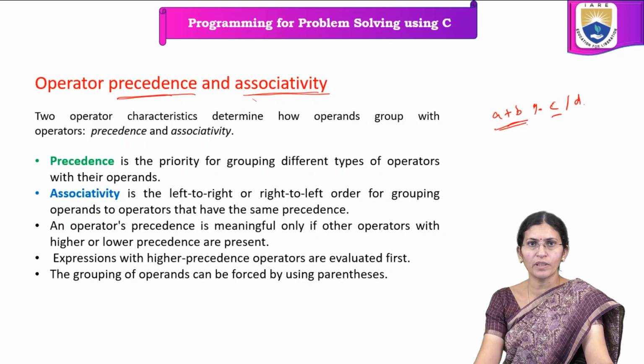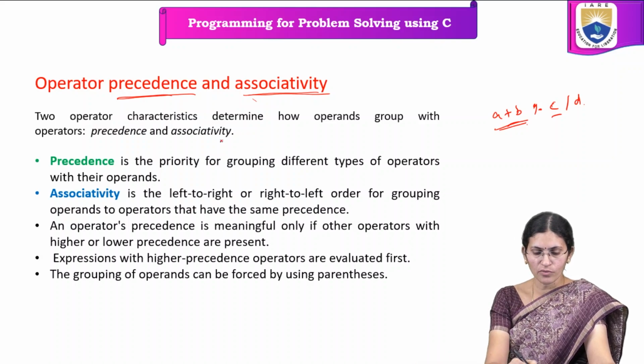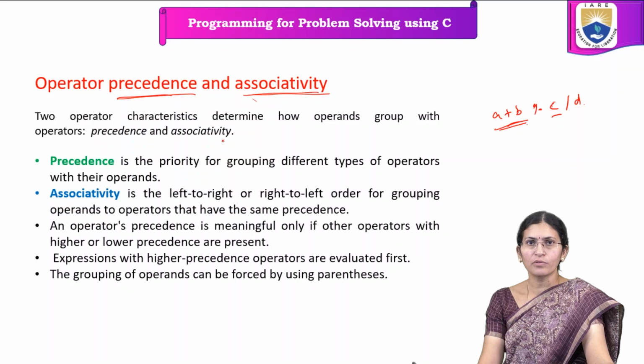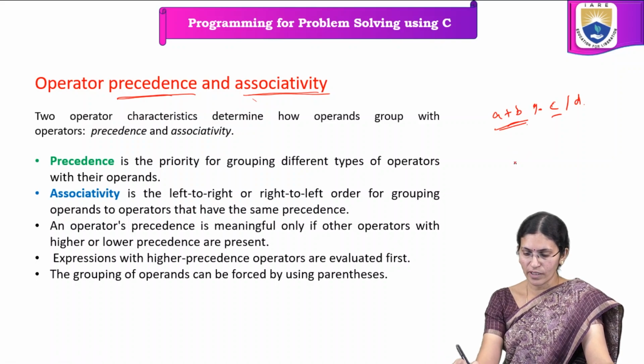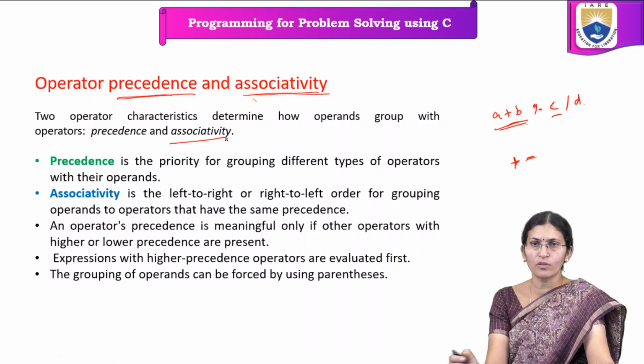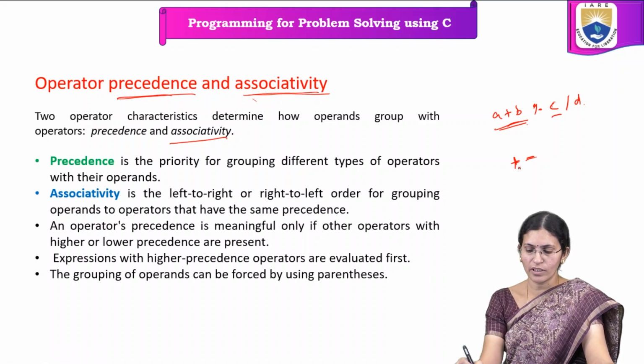So that is what operator precedence means. And associativity means, if there are two different operators in an expression with the same priority, for example plus or minus, they have the same priority. But in what order will they be evaluated? Here, generally if you have plus and minus, the associativity is from left to right.